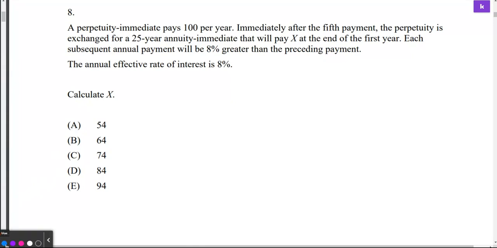So some things to notice before we proceed. 8% matches 8%. That's going to help us later on.